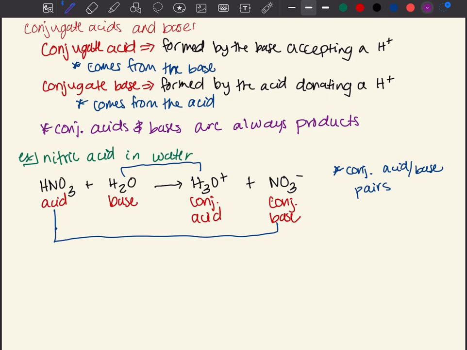Now, when you are doing these different types of problems, if hydronium is formed, it is always a conjugate acid. So hydronium ion is always a conjugate acid. All right, let's look at a couple more examples.